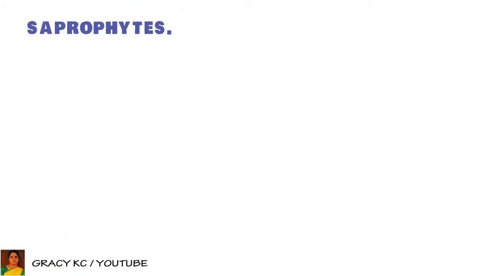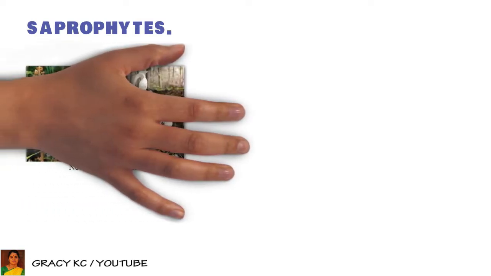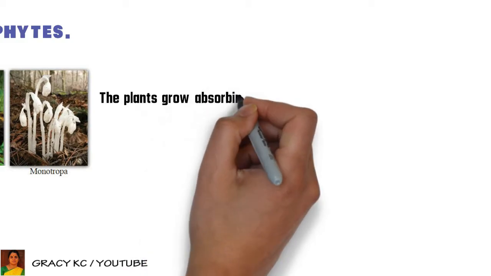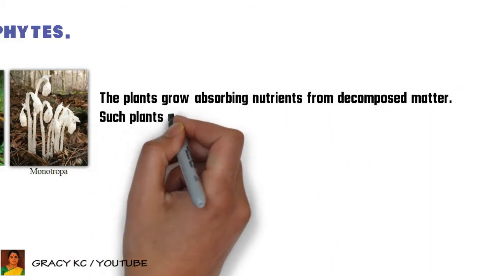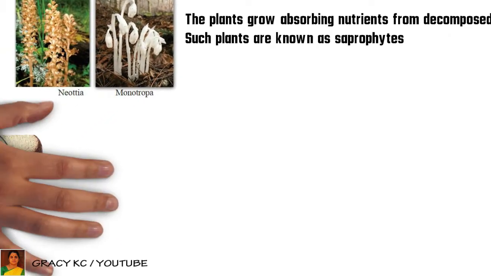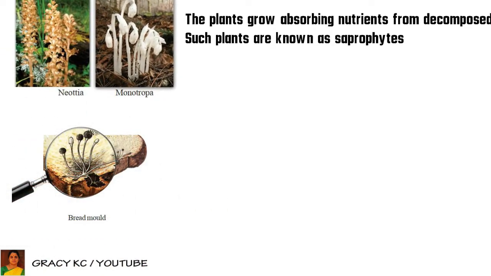We are moving on to the next topic, that is saprophytes. Like parasitic plants, there are some plants which depend upon dead organic matter for their food. The plants that grow absorbing nutrients from decomposed matter are known as saprophytes. You may have noticed some black dots or black powder on rotten bread or etc.